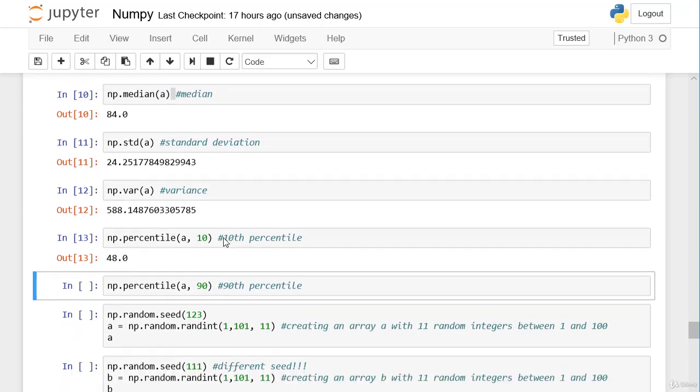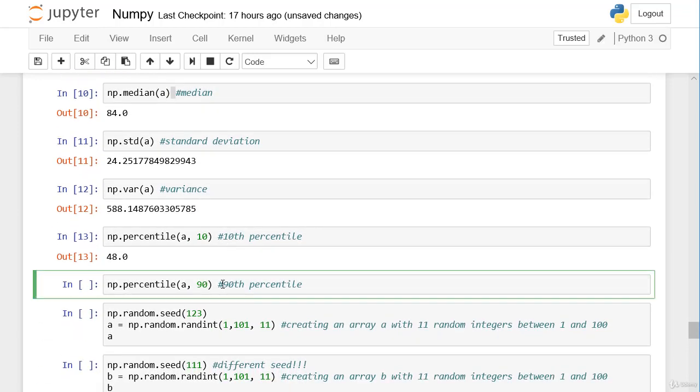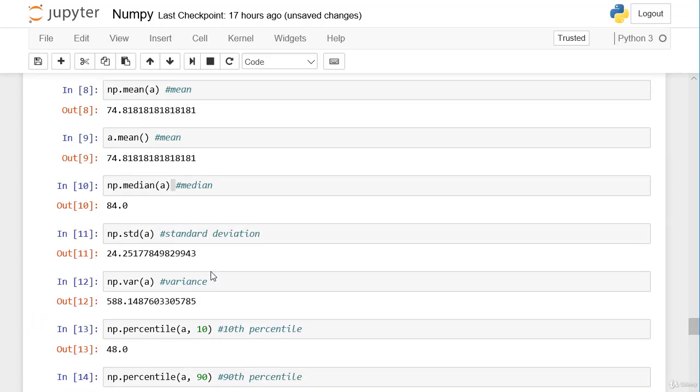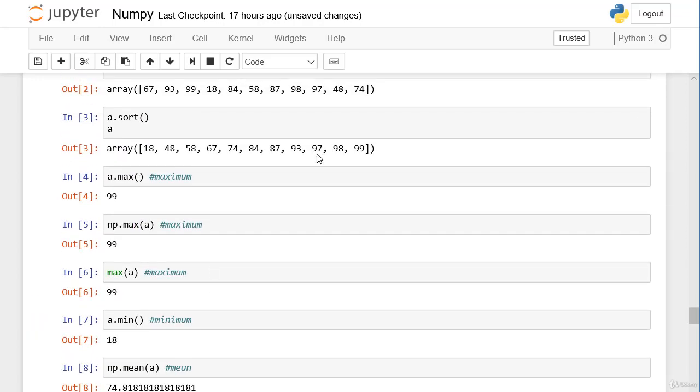And also we can calculate the 90th percentile. So it's 98. And you can see here 90% of our elements are lower than the 90th percentile. So we have here 9 elements. And only 10%, or in this case 1 element, is higher than the 90th percentile.